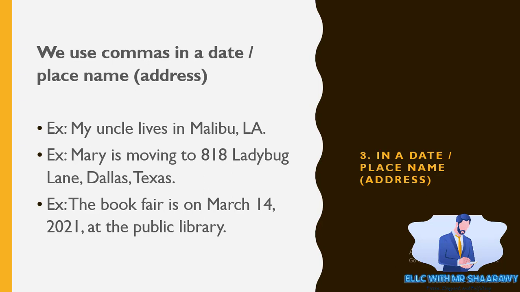The third example is the book fair is on March 14, 2021, at the public library. So as you can see here in the date, you will have to add a comma after the number. So you start with the month, followed by the number, and then you add a comma, then you add the year. If you are adding a place after the year, you will have to add another comma. If you just end the sentence with the year, you will put a period.